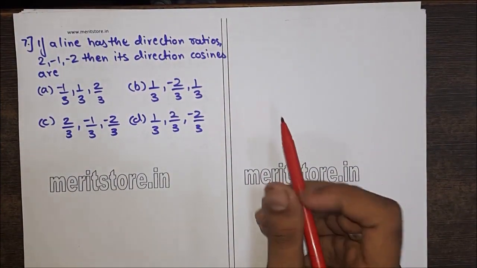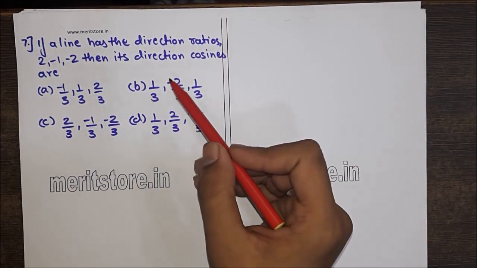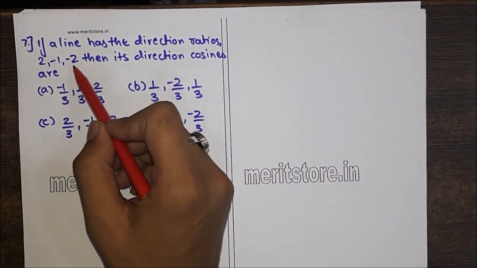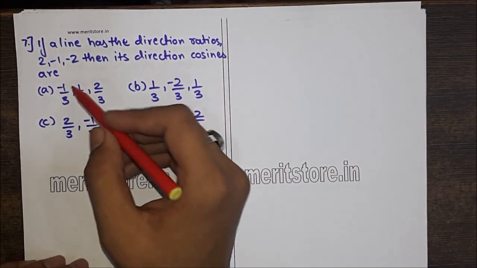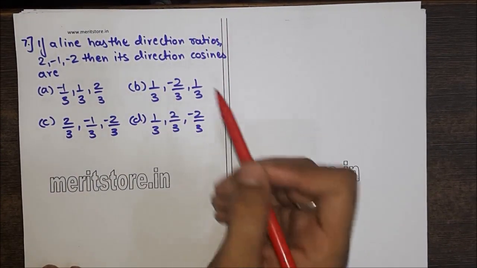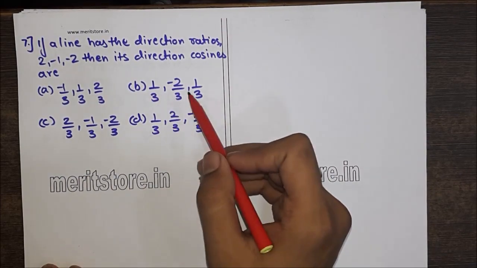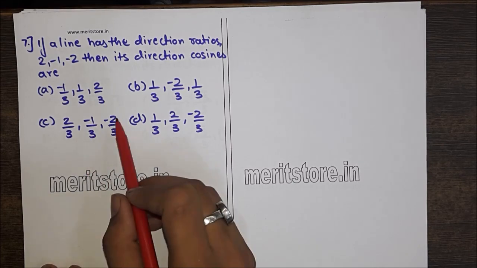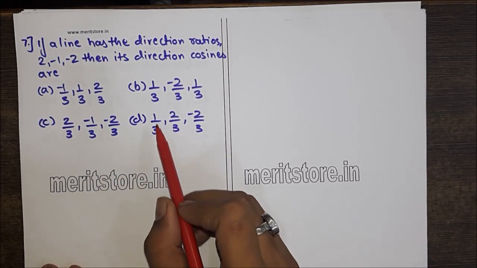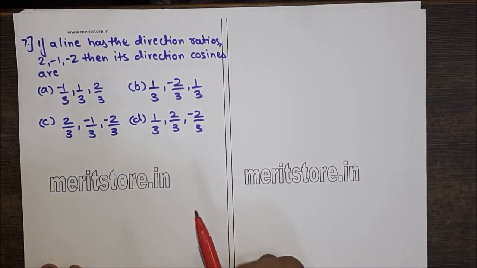Question number 7. If a line has the direction ratios 2, minus 1, minus 2, then its direction cosines are: option A minus 1 by 3, 1 by 3, 2 by 3; option B 1 by 3, minus 2 by 3, 1 by 3; option C 2 by 3, minus 1 by 3, minus 2 by 3; option D 1 by 3, 2 by 3 and minus 2 by 3.